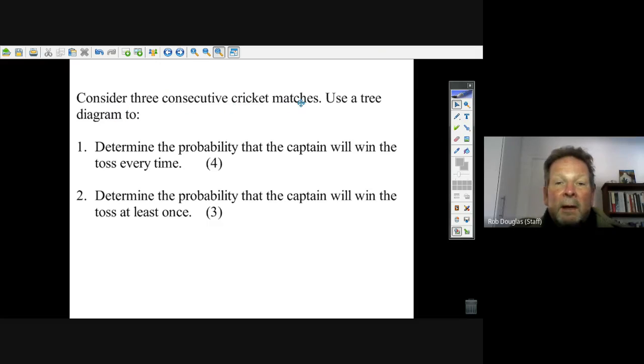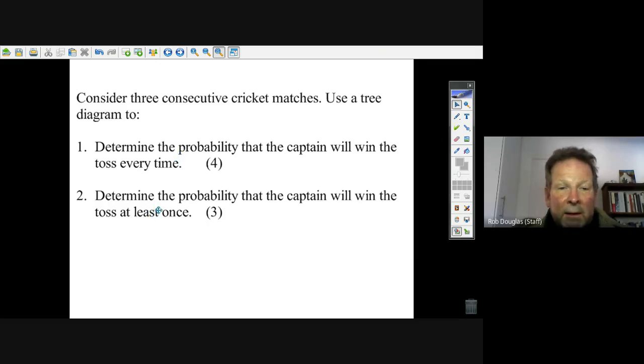Consider 3 consecutive cricket matches. Use a tree diagram to determine the probability that the captain will win the toss every time. Okay, so he tosses a coin, and it's either heads or tails. And I guess the captain has to choose what he wants, heads or tails. So let's say if the captain flips a head, that's a win.